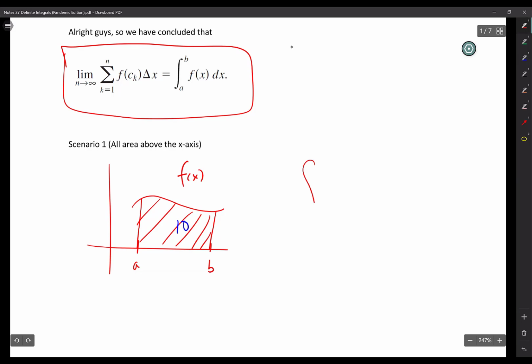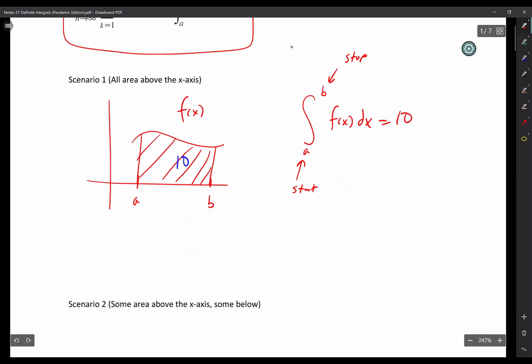So how do I say that? I say area from A to B of this function is 10. The A is the start. The B is the stop. Nothing crazy, pretty straightforward.